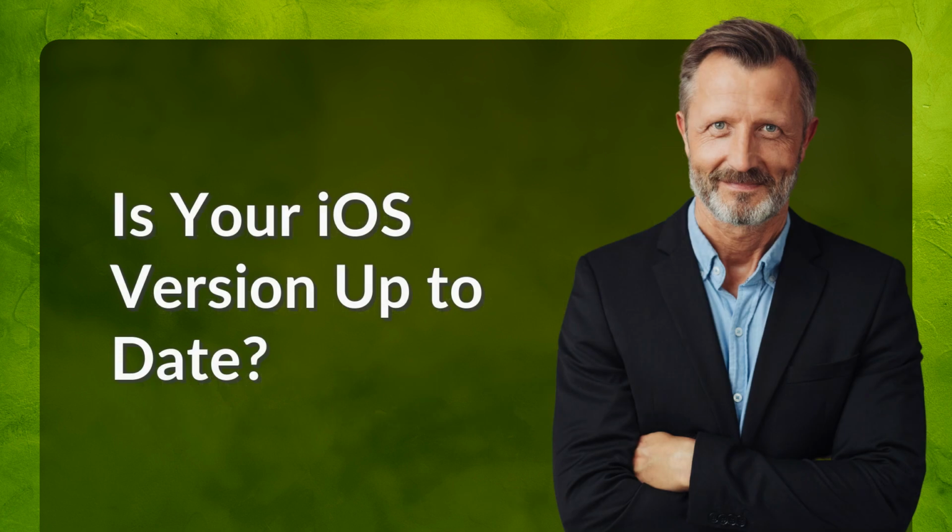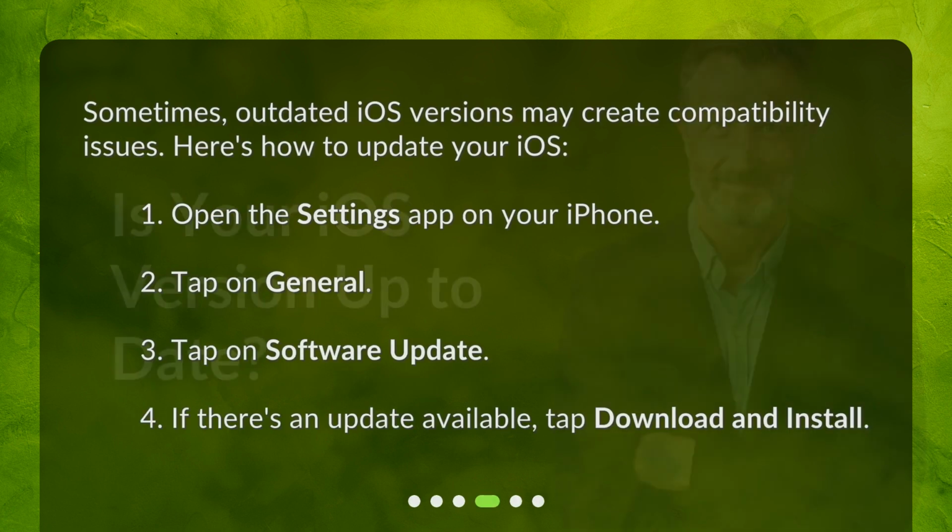Is your iOS version up to date? Sometimes, outdated iOS versions may create compatibility issues. Here's how to update your iOS. 1. Open the Settings app on your iPhone. 2. Tap on General. 3. Tap on Software Update. 4. If there's an update available, tap Download and install.